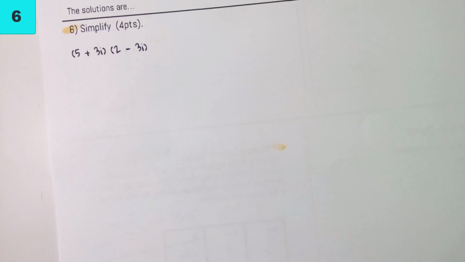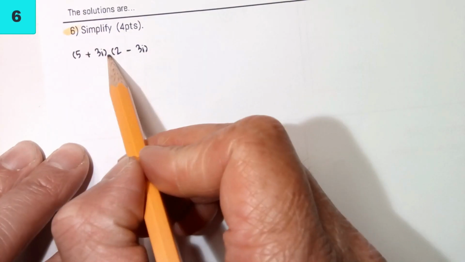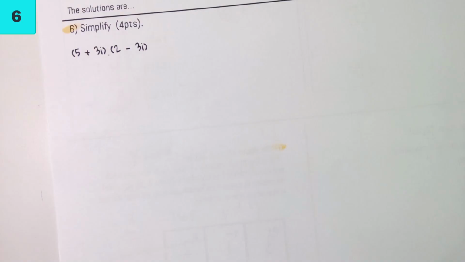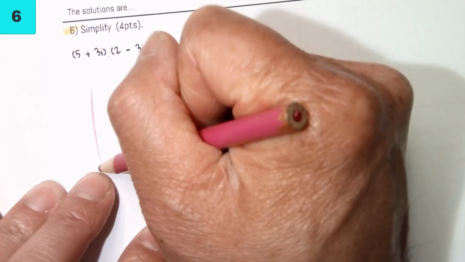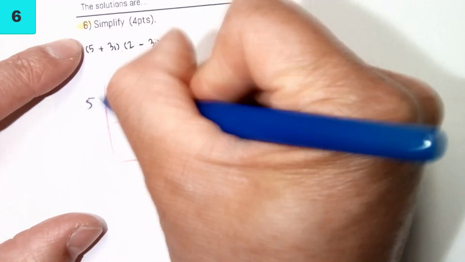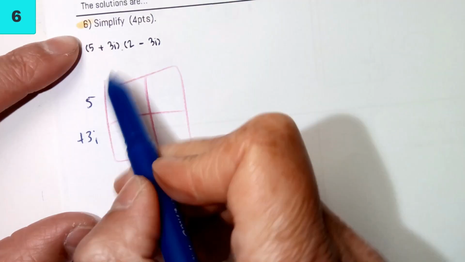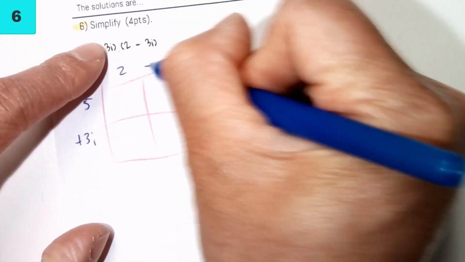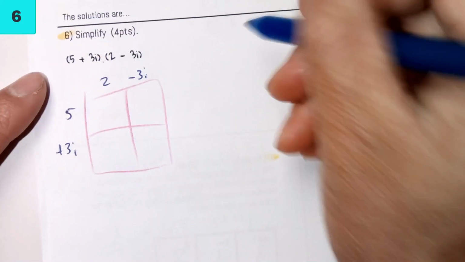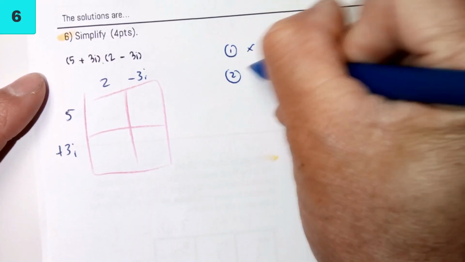Okay, in this problem you have two sets of parentheses, so you have multiplication there. So let's multiply them. I'm going to put this one on the side. It's okay if you wrote it on top, just switch them, it's okay. First we're going to multiply, then we're going to add.